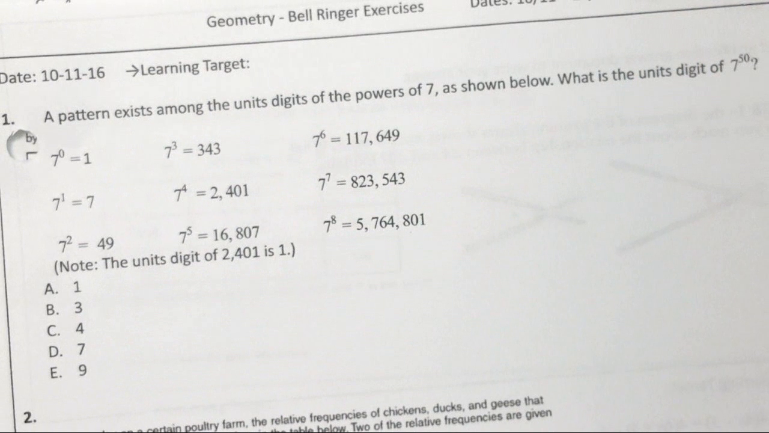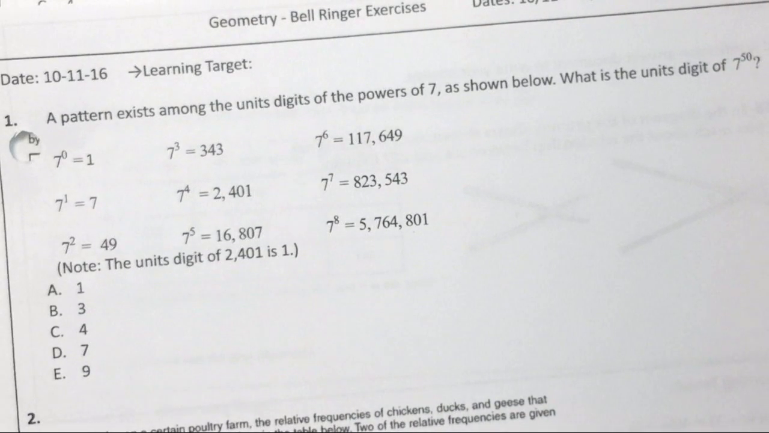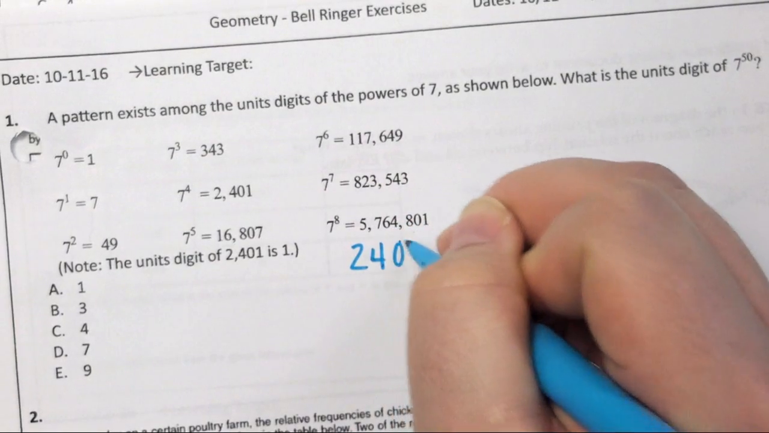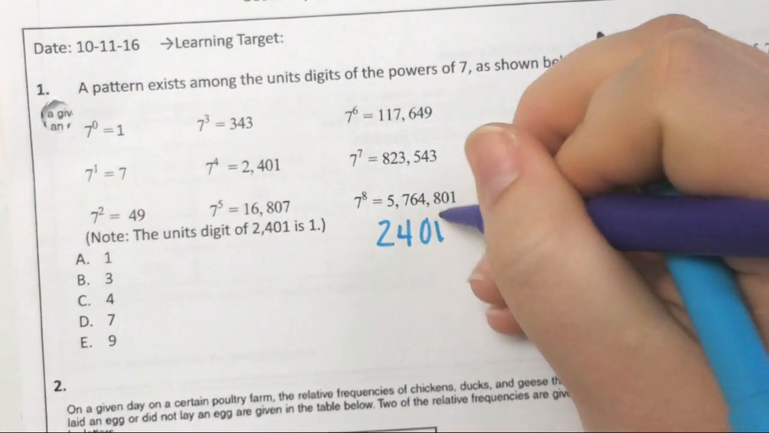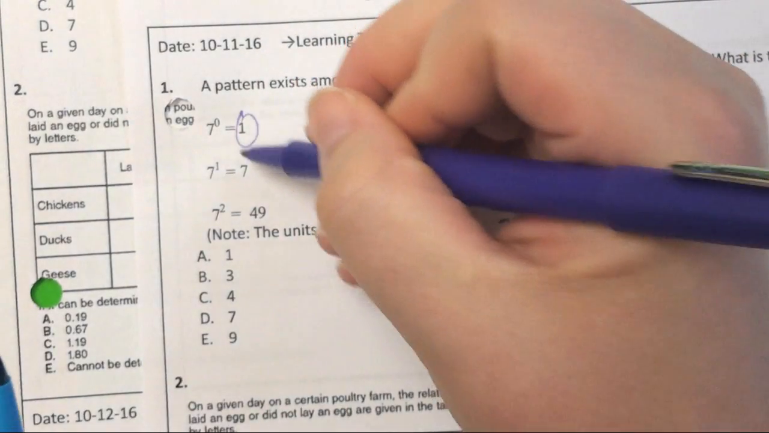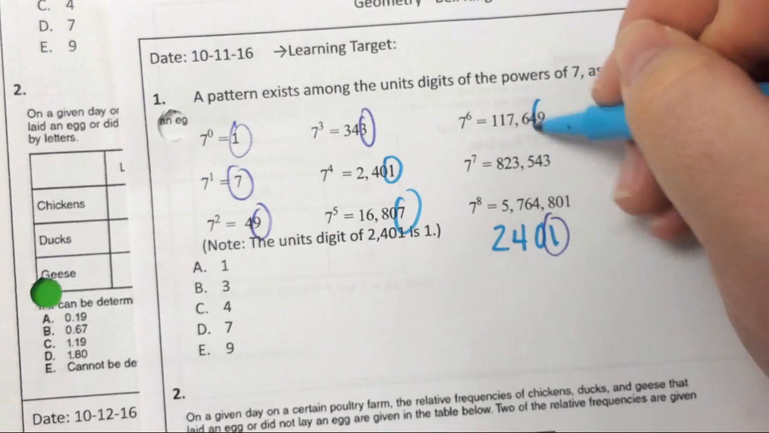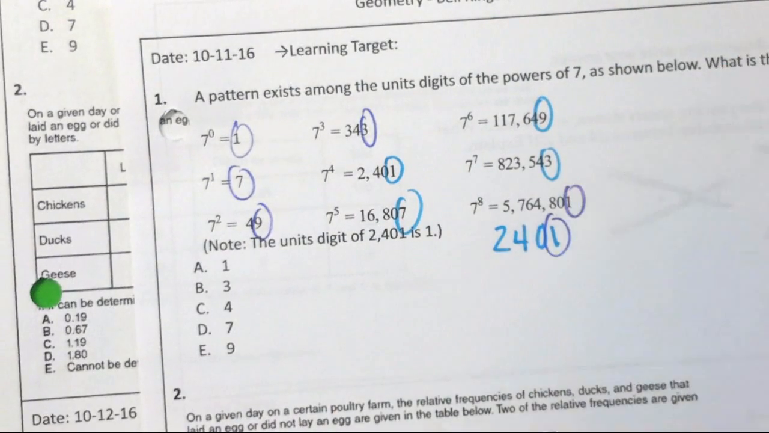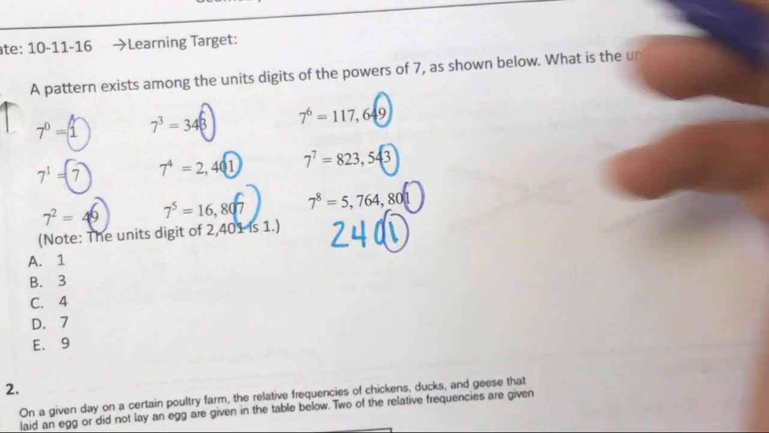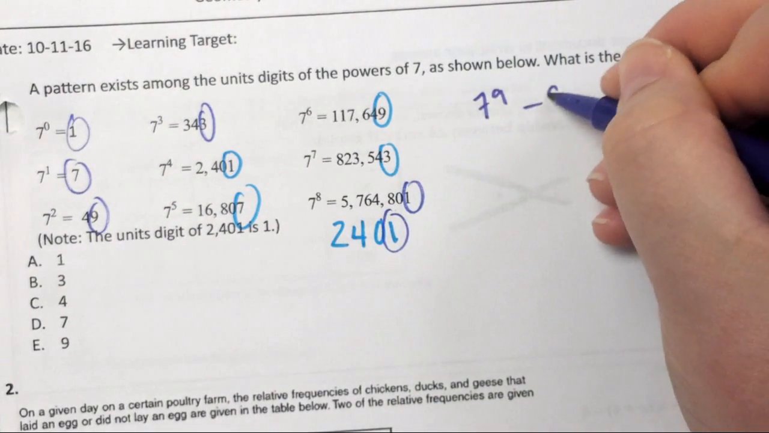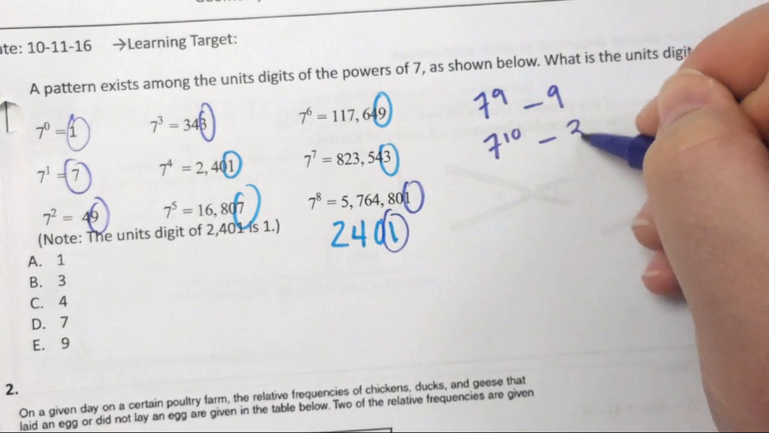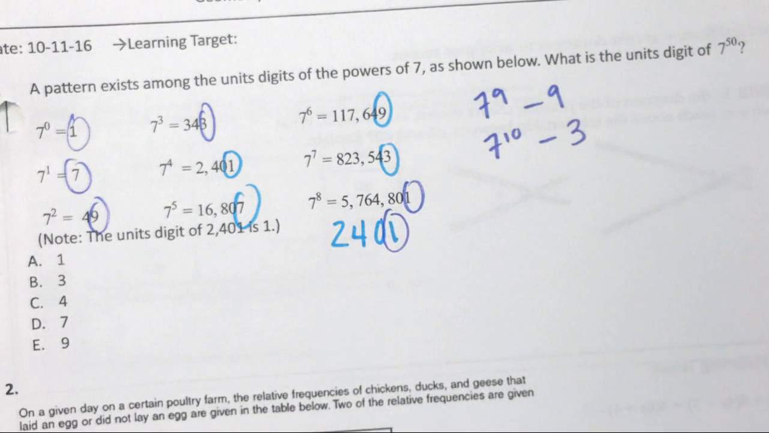Okay, so on number one, there's a hint at the bottom that says the unit digit of 2401 is 1, which means if we have the number 2401, the last number is a 1. That's all that means. So if we look back through all of these, we see 1, 7, 9, 3. And then again it happens, 1, 7, 9, 3. And then again it happens, 1, and you can bet the unit digit of 7 to the 9th is going to be a 9, and the unit digit of 7 to the 10th is going to be a 3, because it's making this pattern over and over again. 1793, 1793, 1793. It's going to continue.